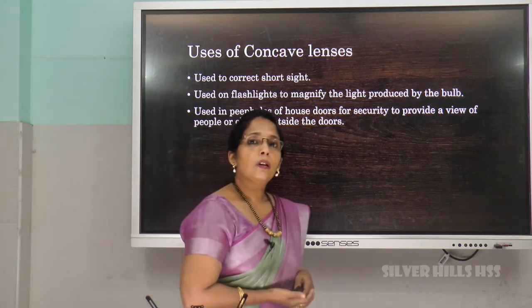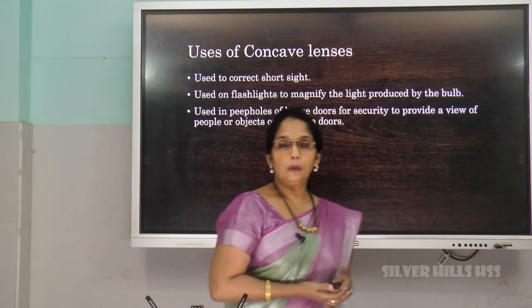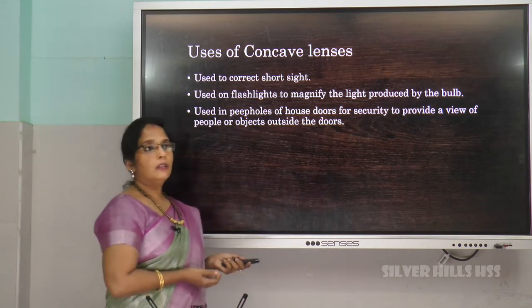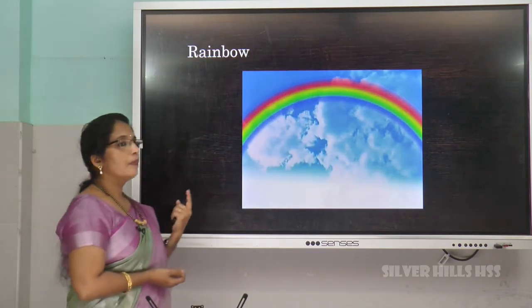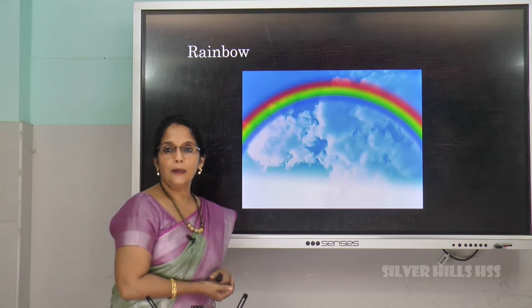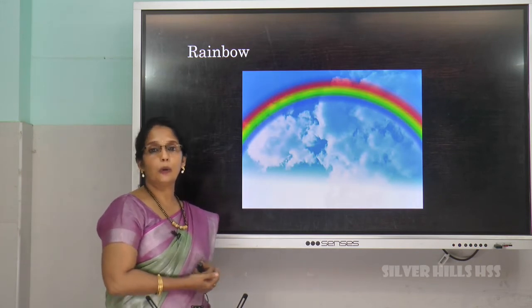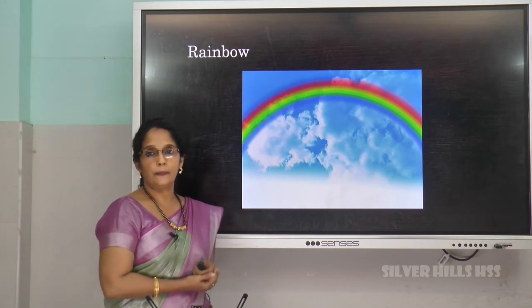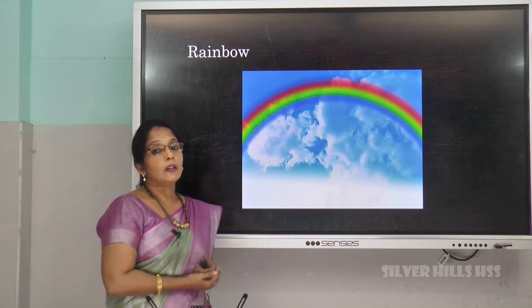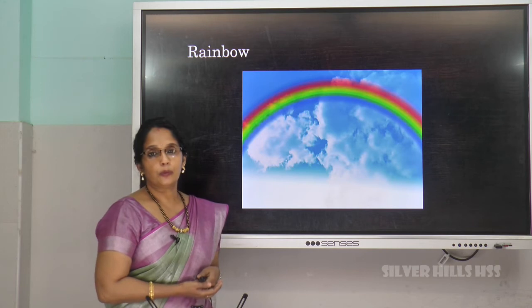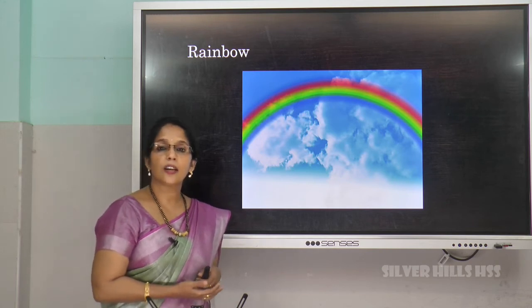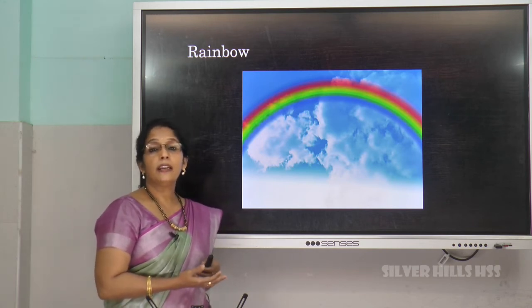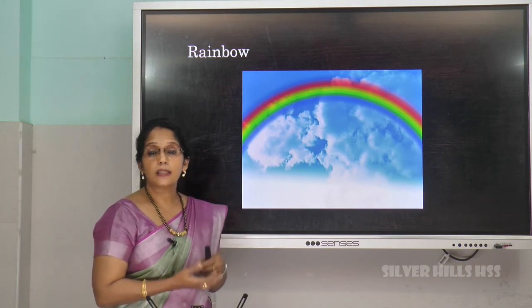Now, all of you have seen a rainbow. What are the different colors in the rainbow and how does this rainbow occur? Have you ever thought how this rainbow is occurring? When did you see this rainbow? Usually we can see a rainbow after a rain, when there is sunlight.